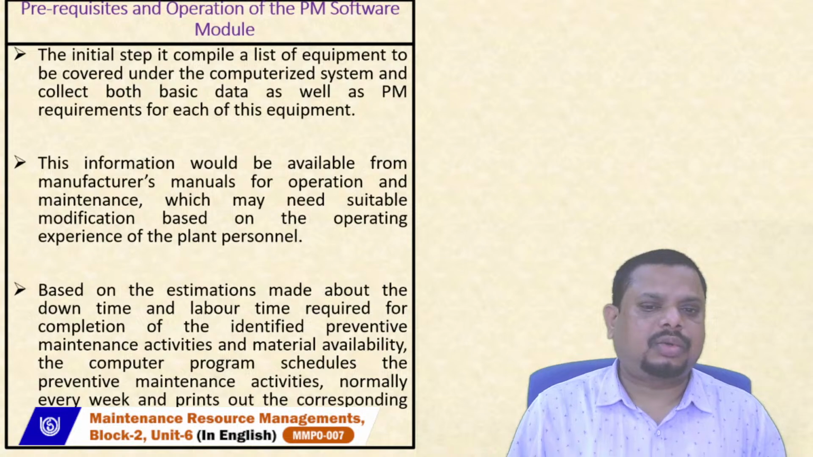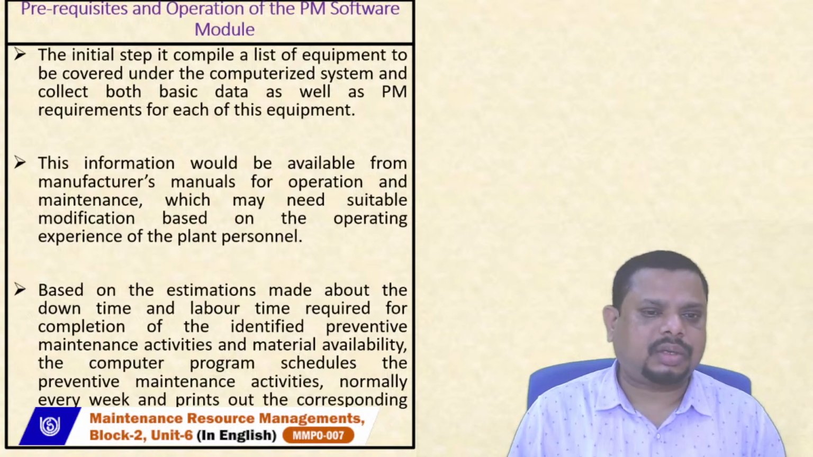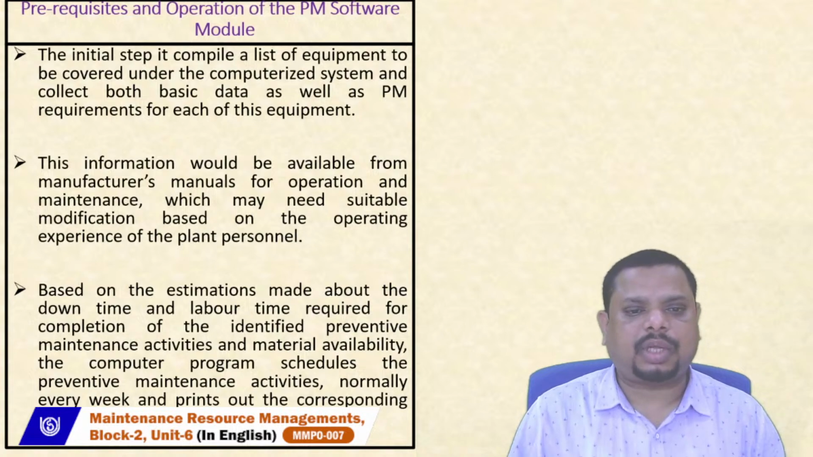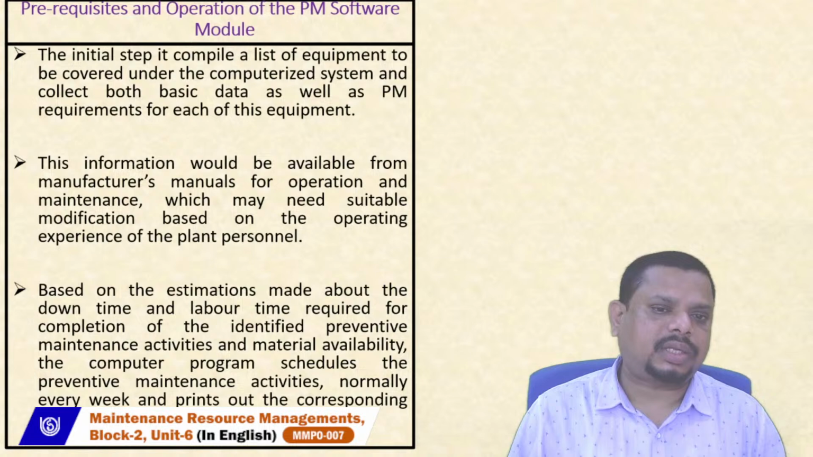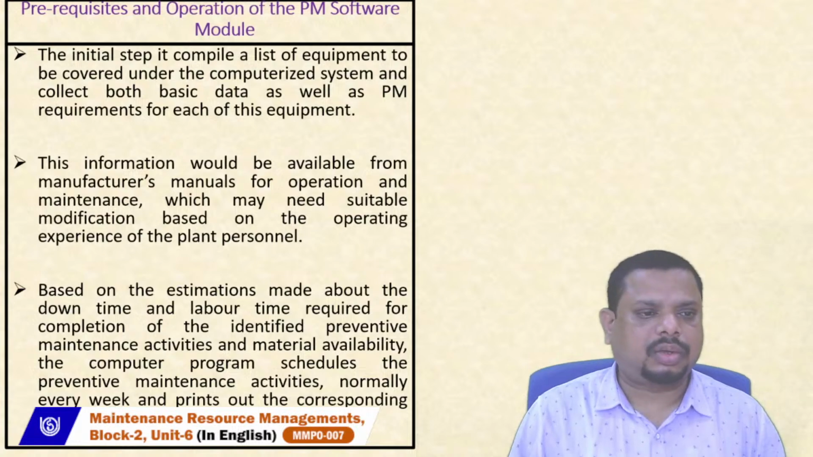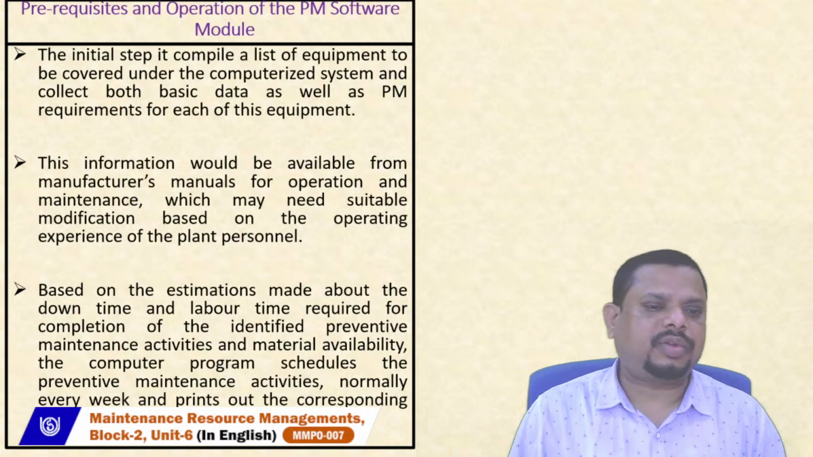For example, which department, which place, which machines, what is the history of those machines, who operates the machines, what is the time required for the downtimes, what is the repair time required by the maintenance personnel, who takes the requisitions, who provides the authorization. That entire data should be given to the computerized system under the banner of prerequisite and operation of PM software modules. This information would be available from the manufacturing manuals for operations and maintenance, which may need suitable modification based upon the operating conditions of the plant personnel.